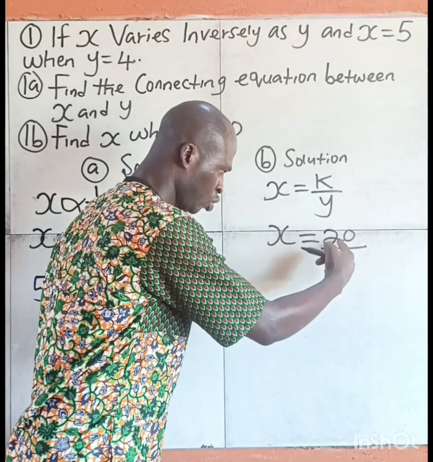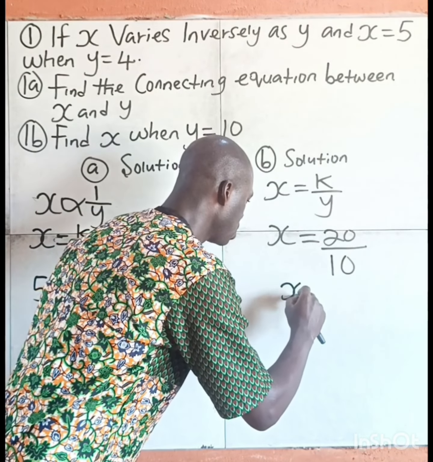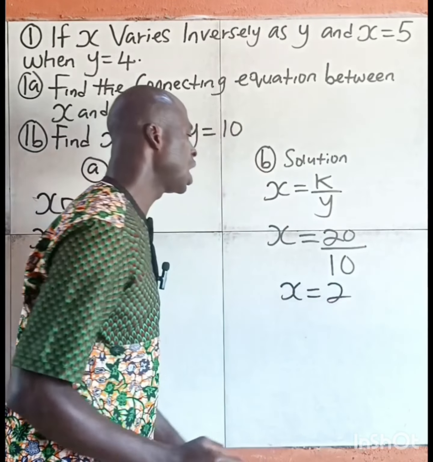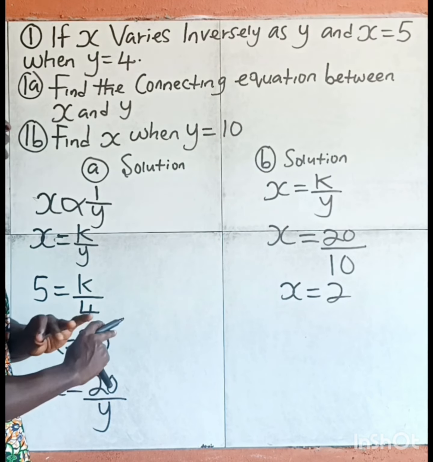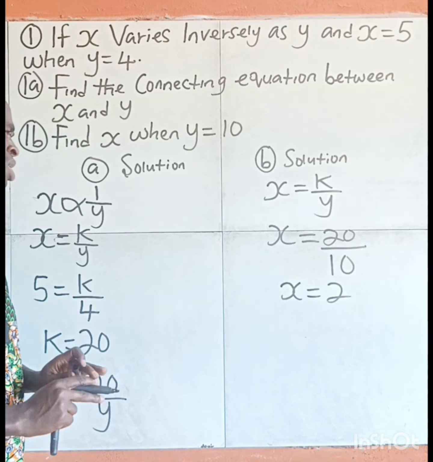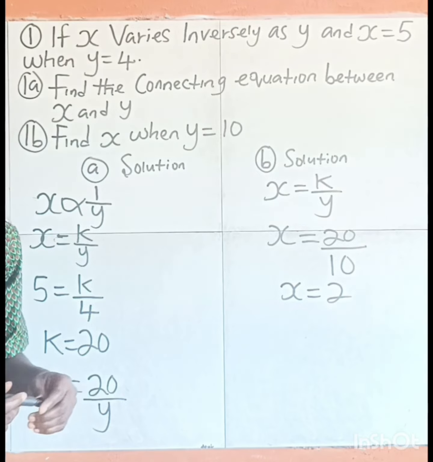10 here, but 20 divided by 10. So the value of my x is going to be 2. And this is the solution to question 1b. So you can clearly see it is done. It is very, very easy. Next, we'll move to problem 2.